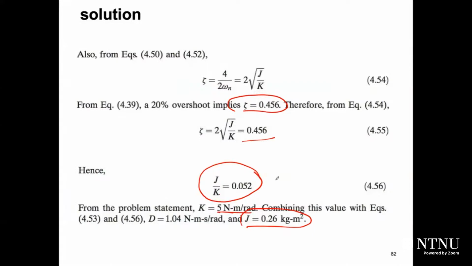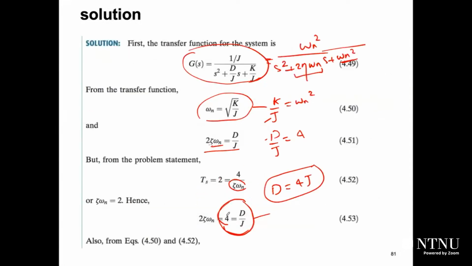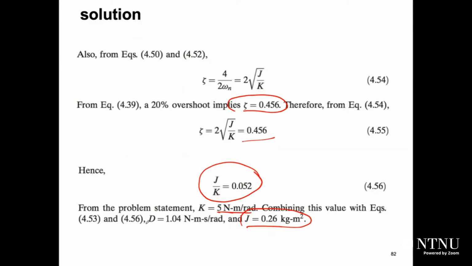So we found the specification, in fact. If you can find the J, we will go back to this equation here, D divided by J equal 4, or D equal 4J. From this one, we can get D. So D, it will be 4 times this number. It will be 1.04 Newton meter second per radian, for example. So now it's a design, in fact.